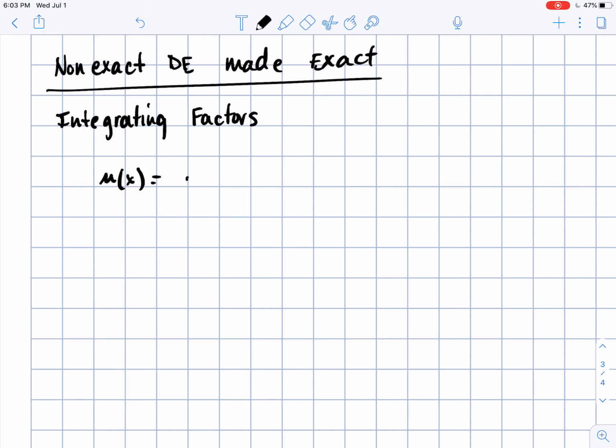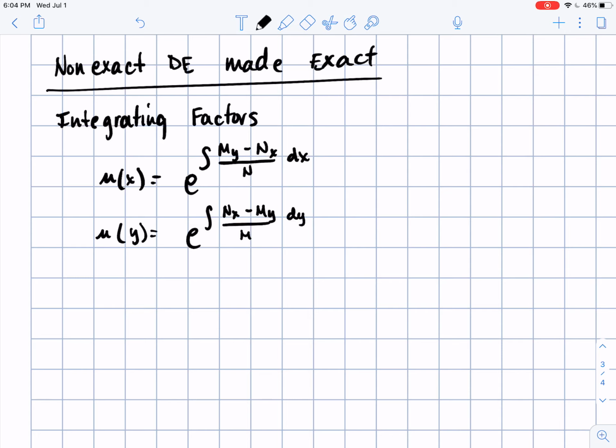Mu of x is going to be e raised to that integral of the partial of m with respect to y minus the partial of n with respect to x, over n, and this would be a dx. Or, there's going to be two of them, but you pick the one that's easier. Same idea: mu of y is equal to e raised to the integral of partial of n with respect to x minus partial of m with respect to y, over m, and then this is dy.